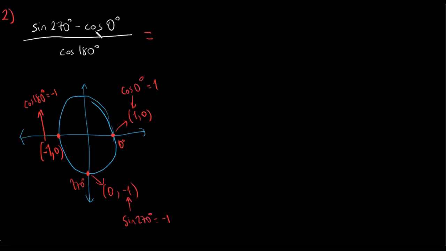Okay, so sine of 270, -1, minus cosine of 0, which is 1, over cosine of 180. Cosine of 180 is -1. Is there any mistake? Sine of 270 is -1. Cosine of 0 is 1. Cosine of 180 is -1. -1 minus 1 is -2 over -1. Minus over minus is plus. 2 over 1 is 2. So our answer is going to be positive 2.